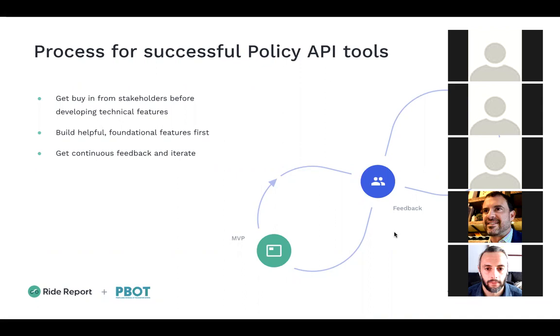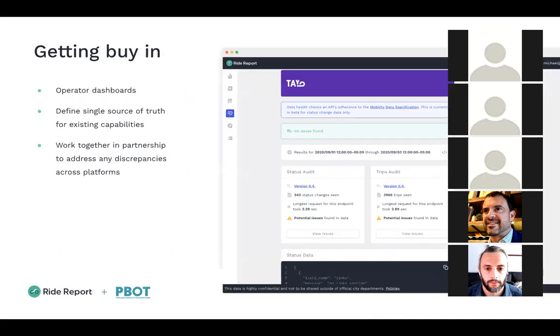One of the first ways we're focused on getting buy-in from the operator partners is we provide the operators their own dashboard free of charge. This is to help them find alignment between Ride Report, the city or municipality, and the operators, and make sure that we're developing a single source of truth and a reliable place for data management.